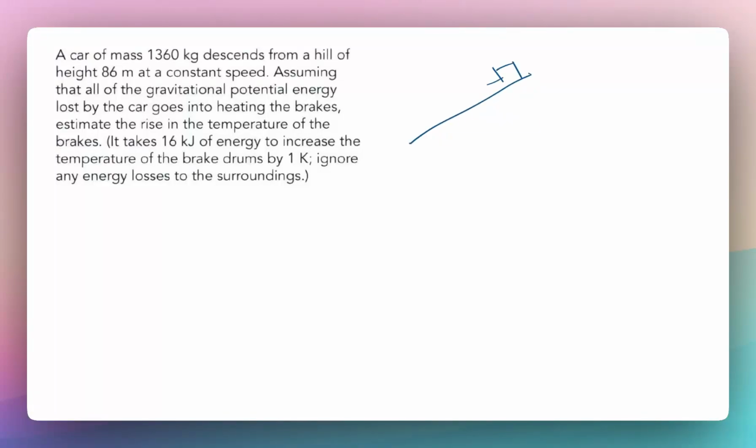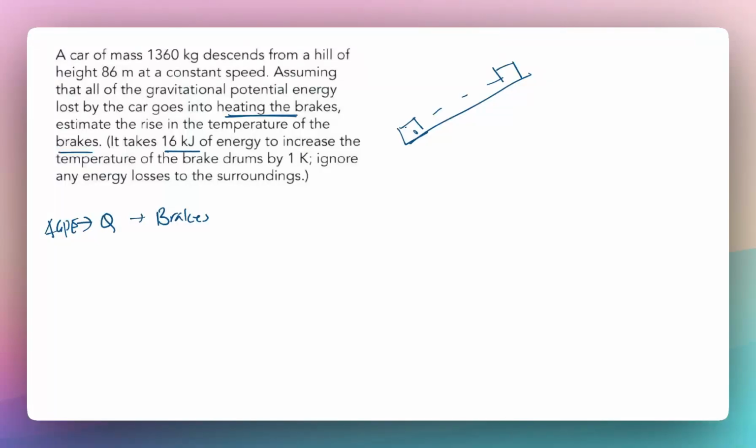So it is descending with a constant speed, which means there is no change in kinetic energy, right? Assuming that all the gravitational potential energy lost by the car goes into heating the brakes, right? So brakes are going to be heated, right? So brakes are going to receive Q from the loss of gravitational potential energy, okay? Estimate the rise in temperature of the brakes.